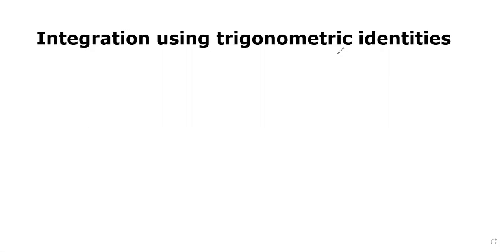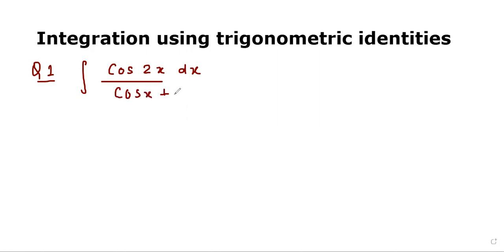Integration using trigonometric identities, part 4. Question number 1. Integration cos 2x dx divided by cos x plus sin x.